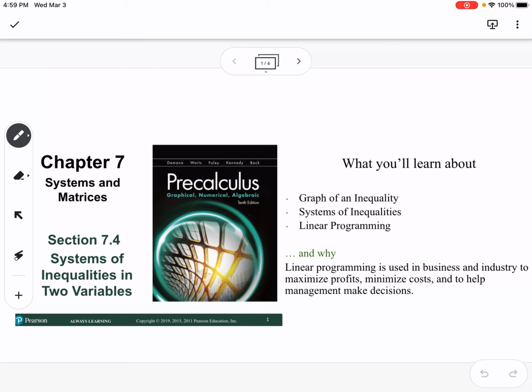This is section 7.4, which is systems of inequalities in two variables. We're going to talk about graphing inequalities, systems of inequalities, and linear programming.